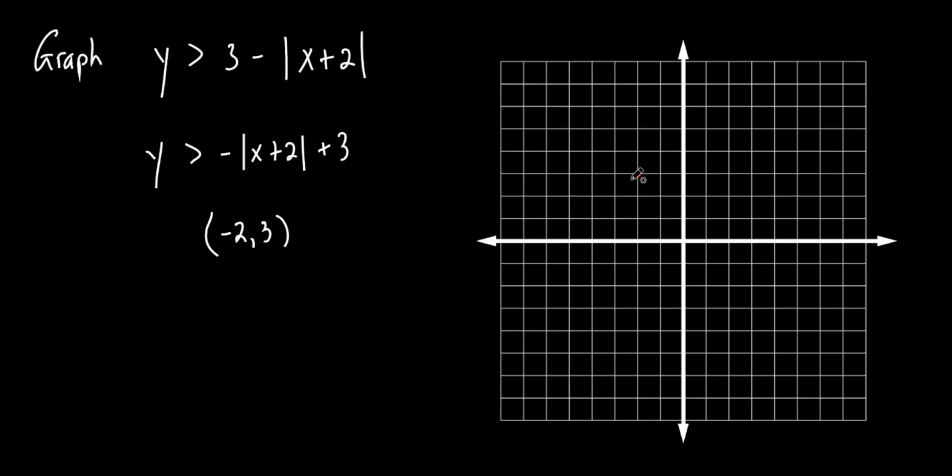I saw a couple of people making a table on the quiz, and it's okay. I don't mind you doing a little table and plugging numbers in to see what it looks like. But eventually they're going to get a little more difficult. We don't want to have to do this all the time. We want to go by some of the stuff that we know about this. So I know it's a v. I know it's going to go down. I know it's going to start at negative 2, 3.